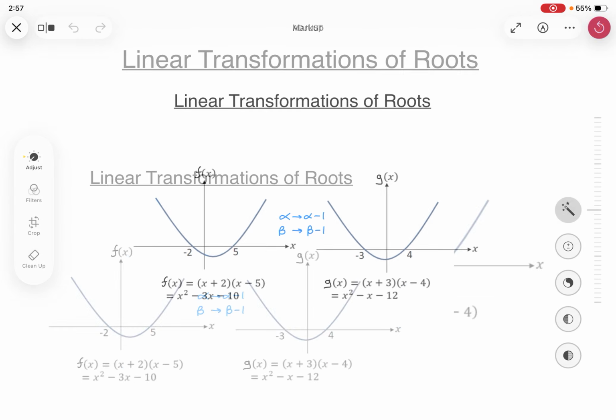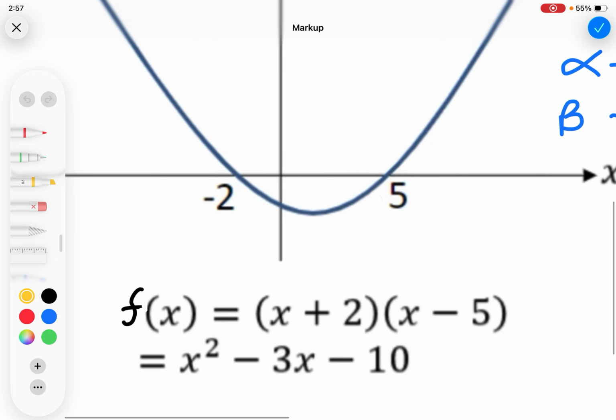So for the first quadratic, because it's got a root of -2, I know that it's got a factor of x plus 2. Because it's got a root of 5, I know it has a factor of x minus 5. And I know multiplying those factors together gives me the quadratic equation of that curve.